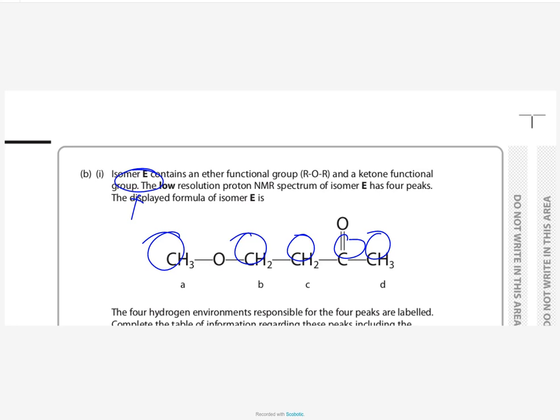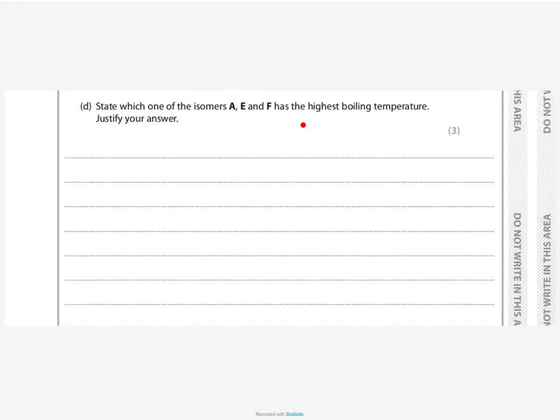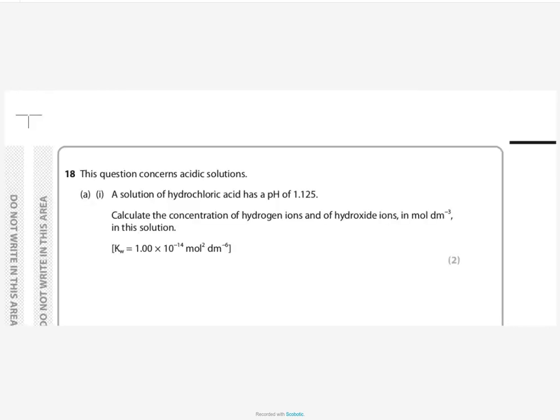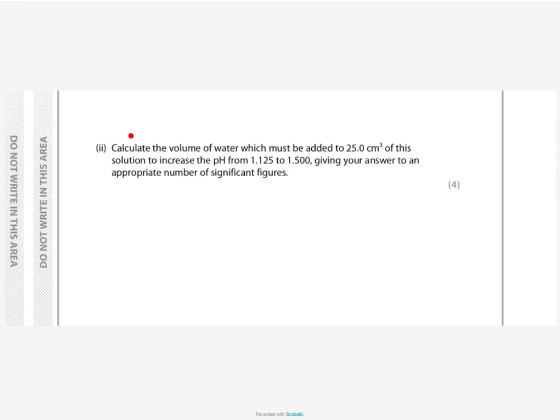I think that's the end of that question. Solution of hydrochloric acid, pH given, which plus concentration can be found. That is inverse log pH, that can be done. Right. Calculate the volume of water that must be added to 25 cm cube of this solution to increase the pH from 1.2 to 1.5, giving your answer to appropriate significant figures.